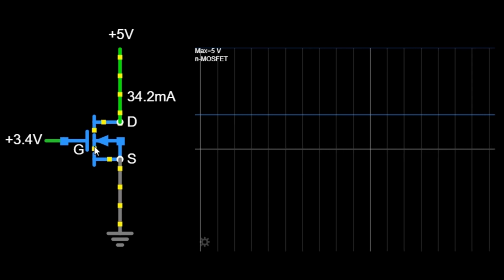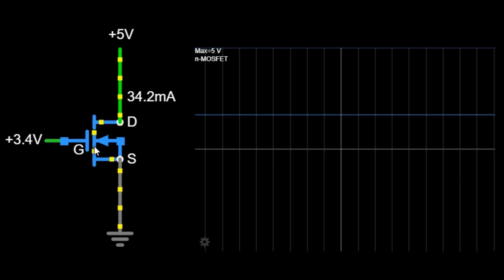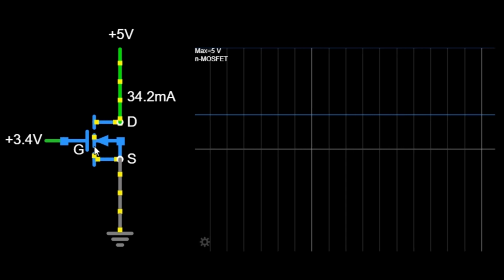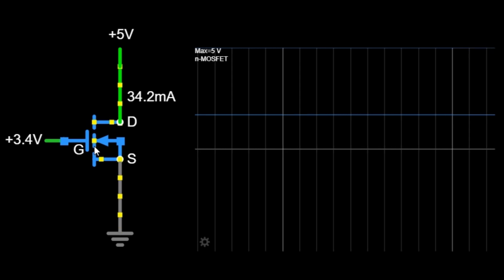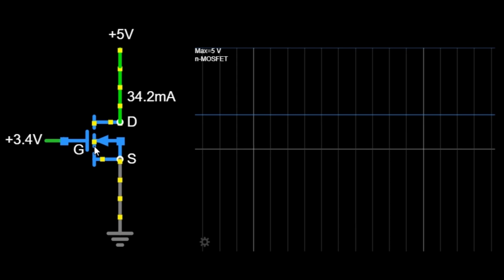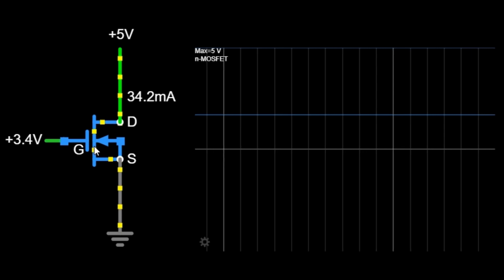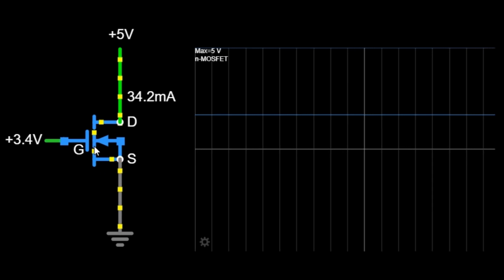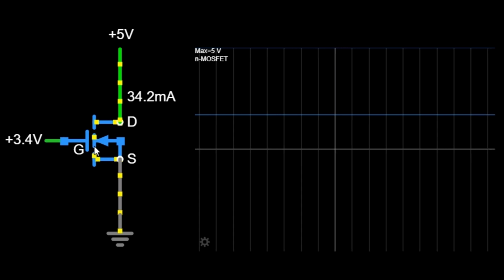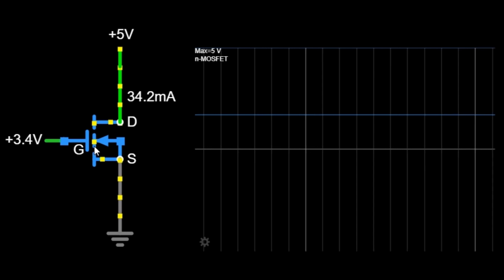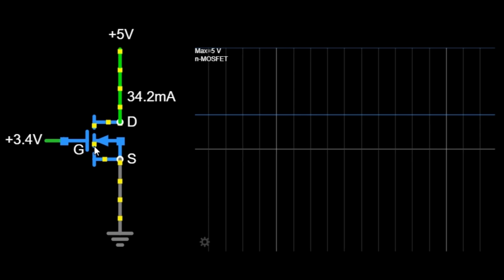Now, let's focus on the circuit shown in the diagram. We have a power supply providing 5 volts. This is connected to the drain of our n-MOSFET. The source is connected to ground, and the gate is receiving a voltage of 3.4 volts. The current flow in this circuit is 34.2 milliamps, as indicated.